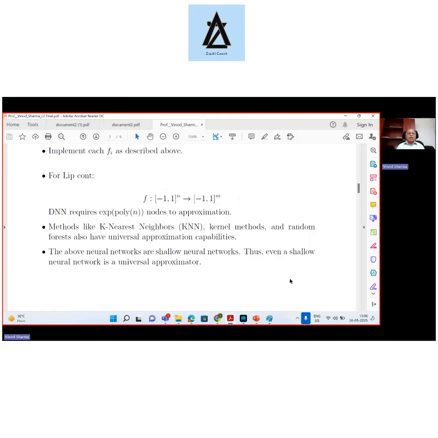Also, the neural networks that we have implemented today for any f from Rn to Rm are actually shallow neural networks. They have one hidden layer. Therefore, not just deep neural networks can approximate any function, even shallow neural networks can approximate arbitrarily closely any function of this type.